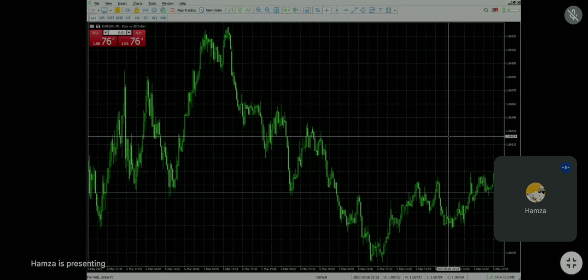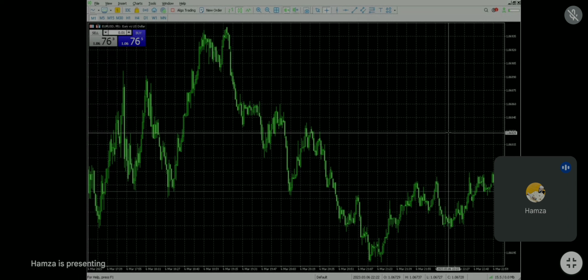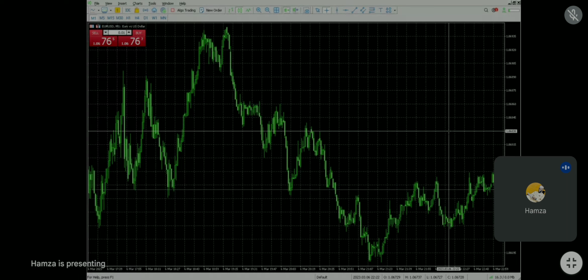4, 5, 6, 7, 8, 9. Boom. It has changed to 3. So we just had 1 pip movement. I'll do it again now. Another 10 pipettes. 1, 2, 3, 4, 5, 6, 7, 8, 9. Boom. That's 2 pips. So that's how to calculate pips in a simplistic way.